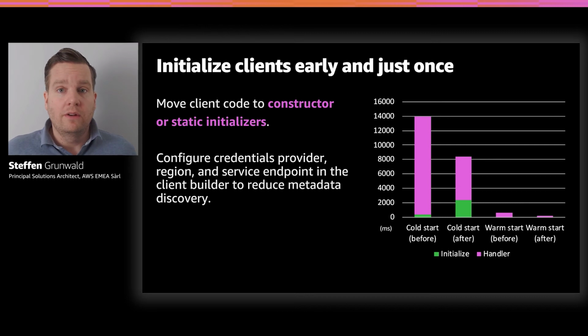So think about when a client is created, it discovers some configuration, it parses some metadata and discovers the configuration, the region it's deployed to. And if I know already at build time that I will deploy my application to Frankfurt, I can already hard code the DNS name of my endpoint if I want.